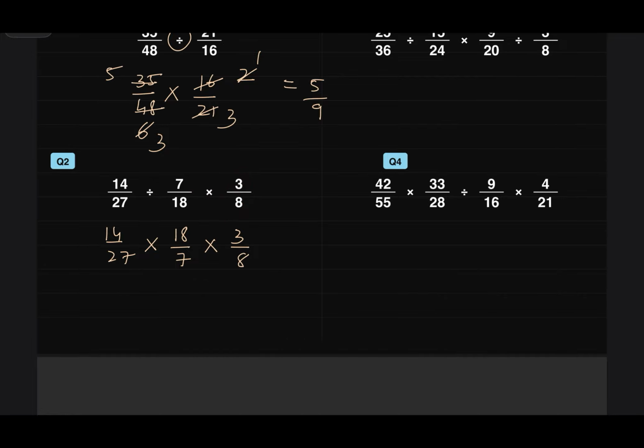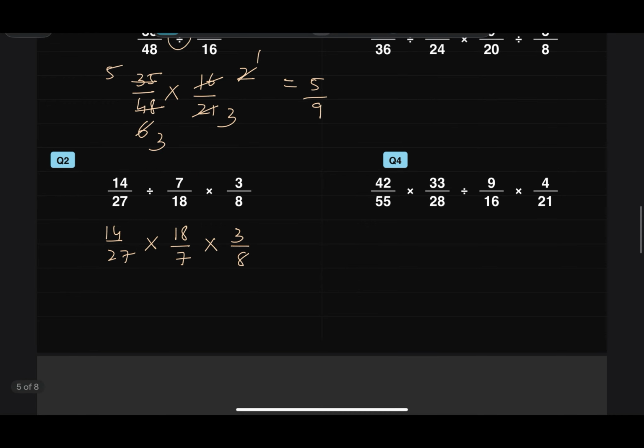So when do you reciprocal? Whenever there is a division sign, exactly after that, whatever is a fraction, just write the exact opposite of it. 18 upon 7, you will write over here. Now what do you do? You treat this as a multiplication of fractions only.